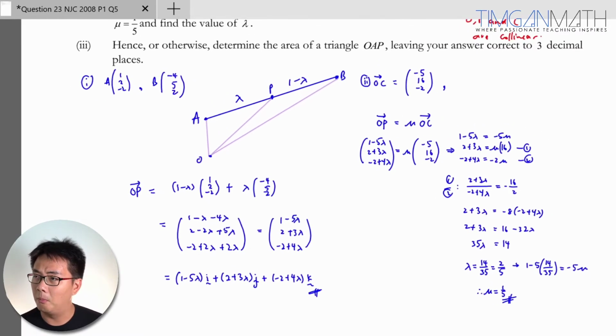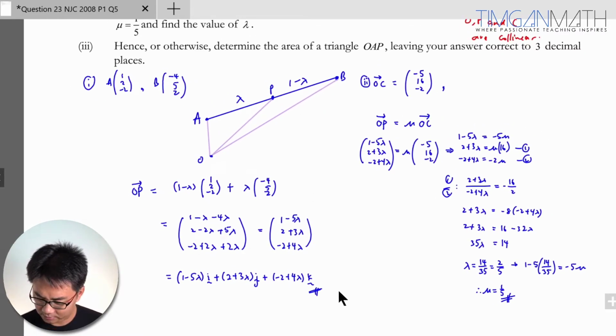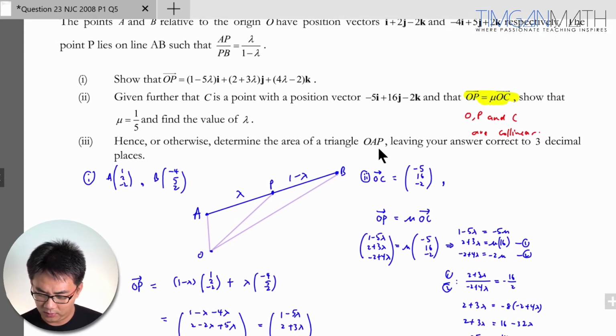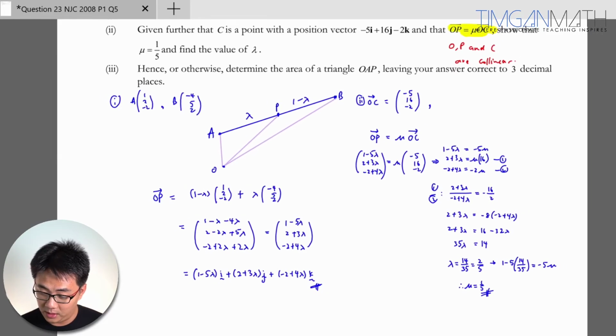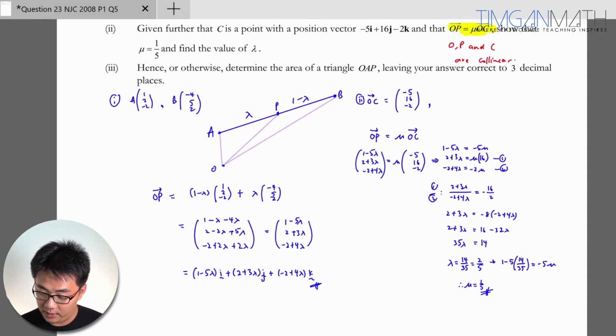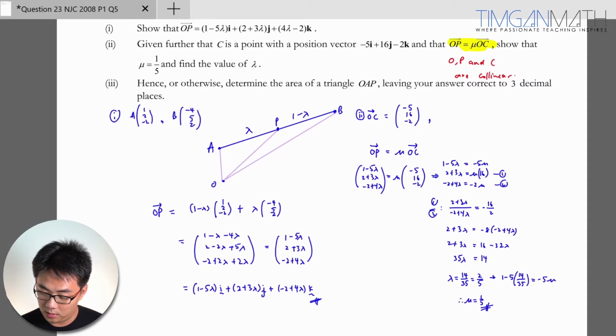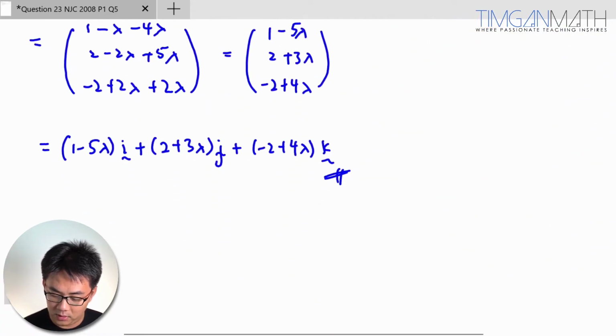Okay. I don't think it's difficult though. OAP just fine. Anyway, I only thought of the otherwise. I couldn't think of the hence. Lambda is 2/5, mu is 1/5. OP is equals to lambda mu OC. I'll just use the otherwise. I couldn't think of the hence now.